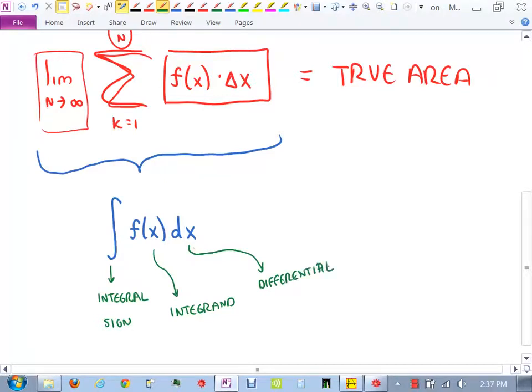And the differential becomes very important later on. Right now, it's really just the width of the rectangle. Okay? That's where it comes from. That delta x, that dx comes from the delta x. This f of x comes from that. And this integral sign is basically all that crap right there.